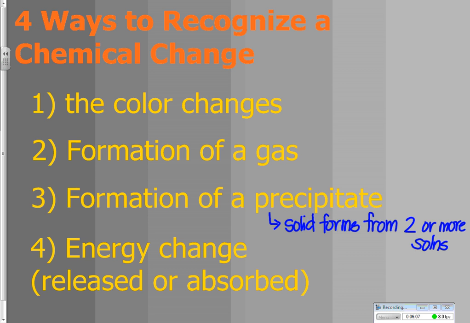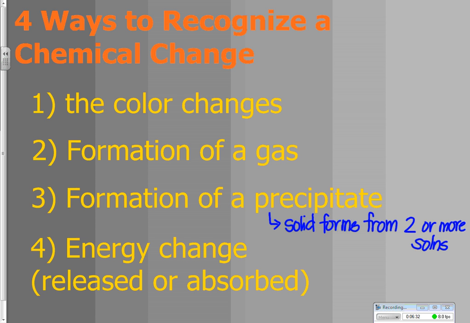And then the last one is measurable in some cases a lot more easily than others. The energy change happens. Now, you will either feel it get hot or feel it get cold. But I want you to note that this is an energy change, not a temperature change. That's a big deal. If I heat water, the temperature will change. But that does not mean necessarily that the energy changed in a chemical reaction.